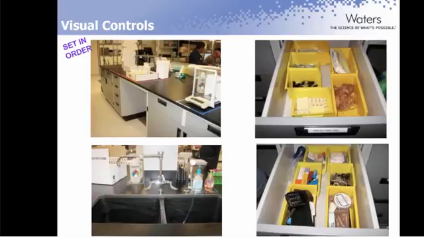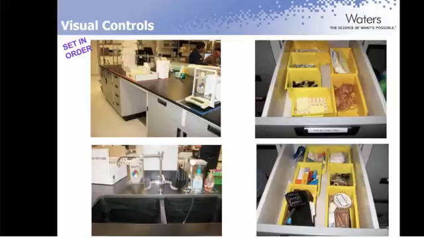So here are some examples of set in order that we've done, using visual controls to do that. As you look at the top left, we have identified where things are supposed to be. You can see the various tape on top of the workbench. We decided that anything that can basically grow legs and be picked up and moved, we want to put a location mark on our tabletops or bench tops. You can see an actual balance there with tape around it. Well, somebody, and we've seen this before, will grab somebody's balance, move it to another bench, and never bring it back. So now with things outlined and labeled, we know where things are supposed to go.